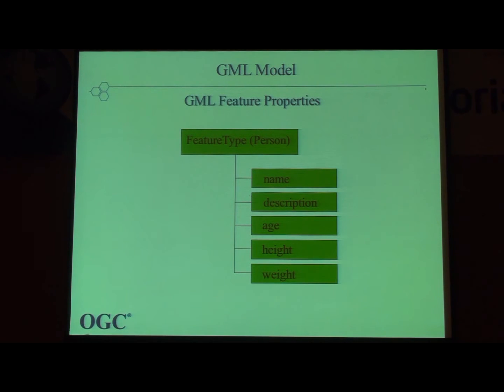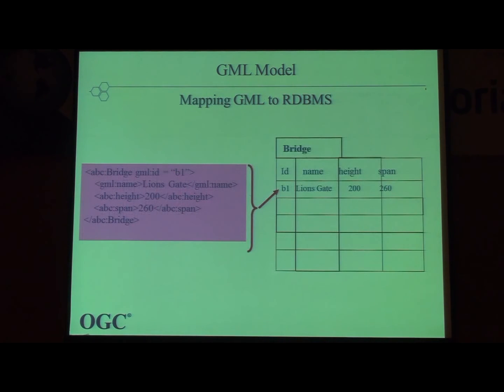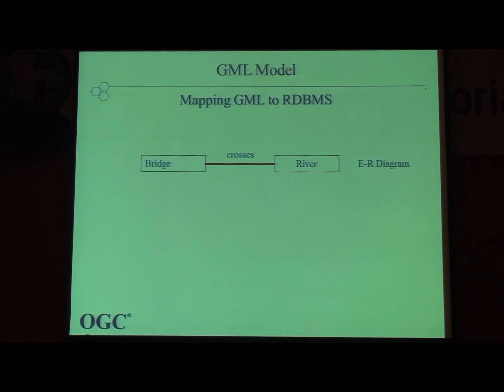So features. Here's an example of a feature. Take a person to be the feature type. You can describe a person by properties, basically name, description, age, height, weight. And all of these properties are the immediate child elements of the feature. We can map GML features to relational databases quite easily. Typically the feature type maps to a table, so a bridge feature will map to a bridge table. The properties would map to the column headings, and the values would be the rows under the column headings. So it's a fairly straightforward mapping.